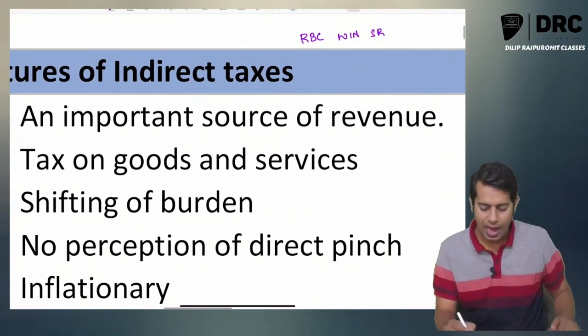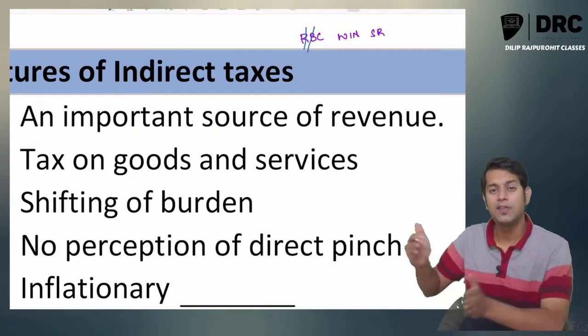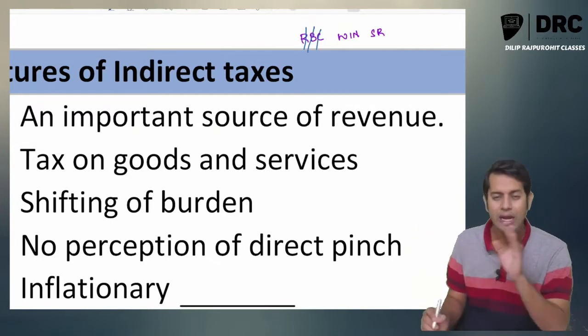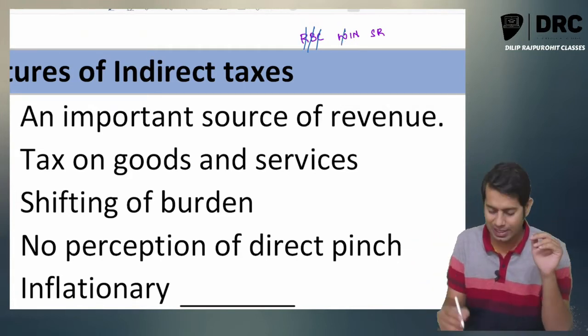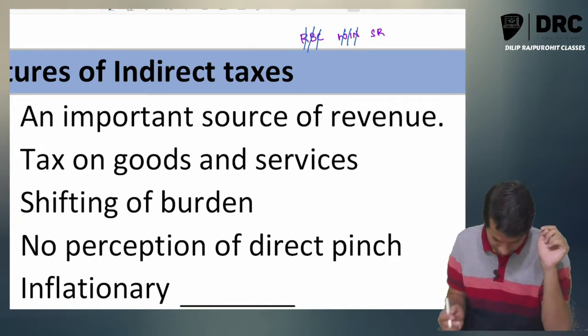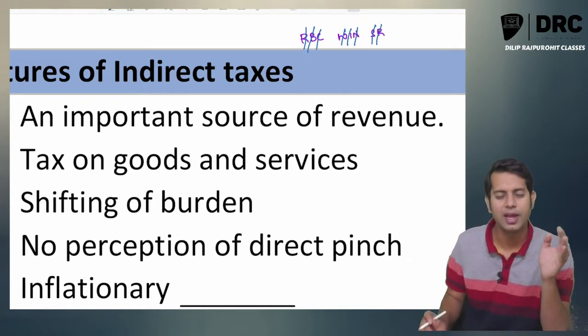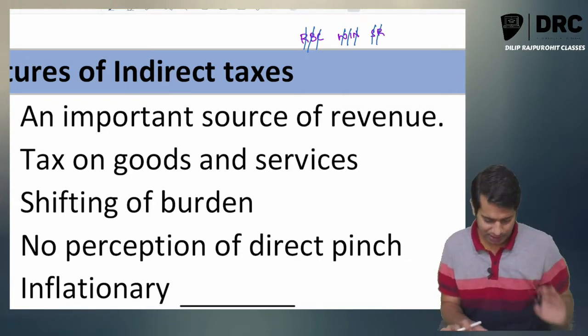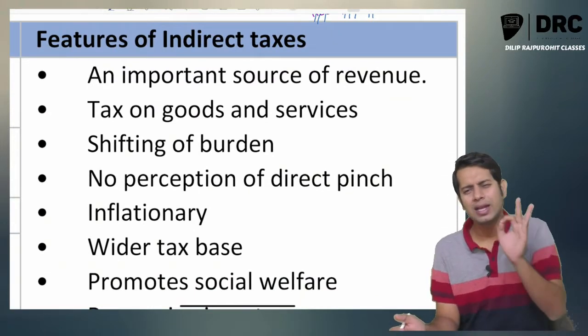RCB will win, sir. R for important source of revenue to the government. B for shifting of burden. C for taxes on commodities and services. W for wider tax base. I for inflation in nature. N for no perception of direct pinch. S for promote social welfare, and R for regressive nature. So the features of indirect taxes are: RCB will win, sir.